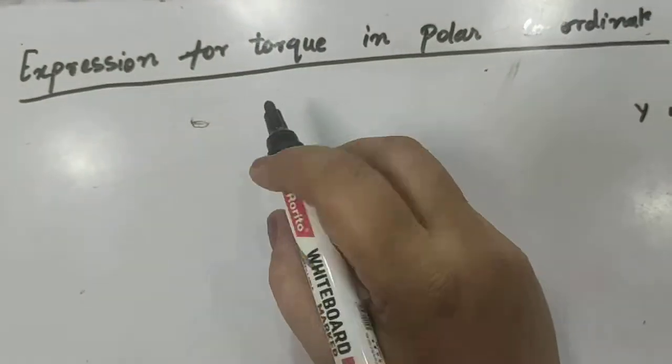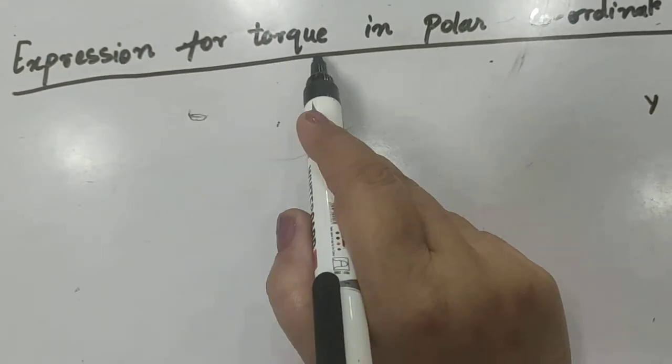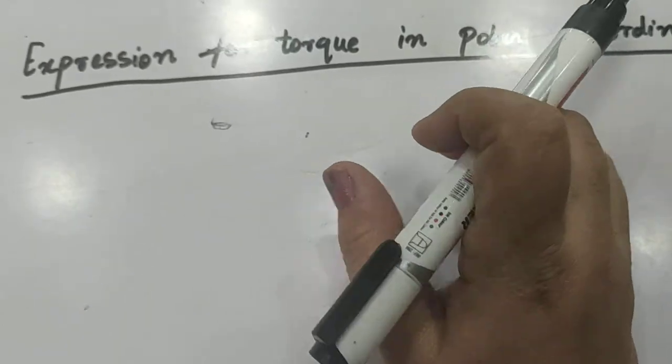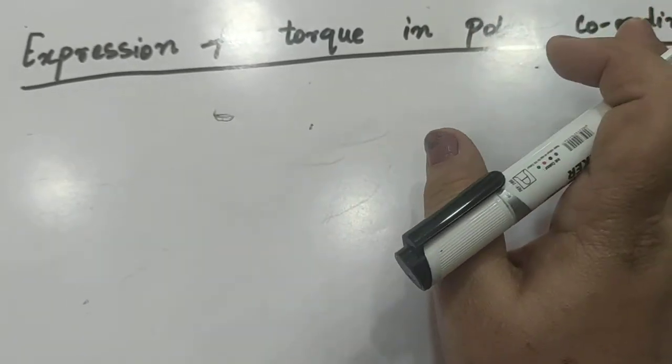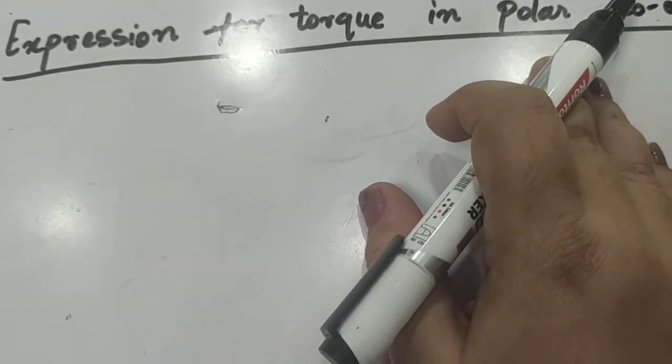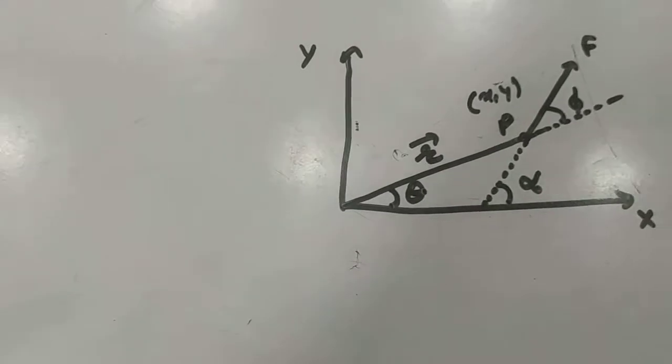Okay, the next important topic is the expression for torque in polar coordinates. Now we will get the expression for torque not in terms of x and y, only in terms of angle, force and displacement. For that, let us have a look at the diagram.